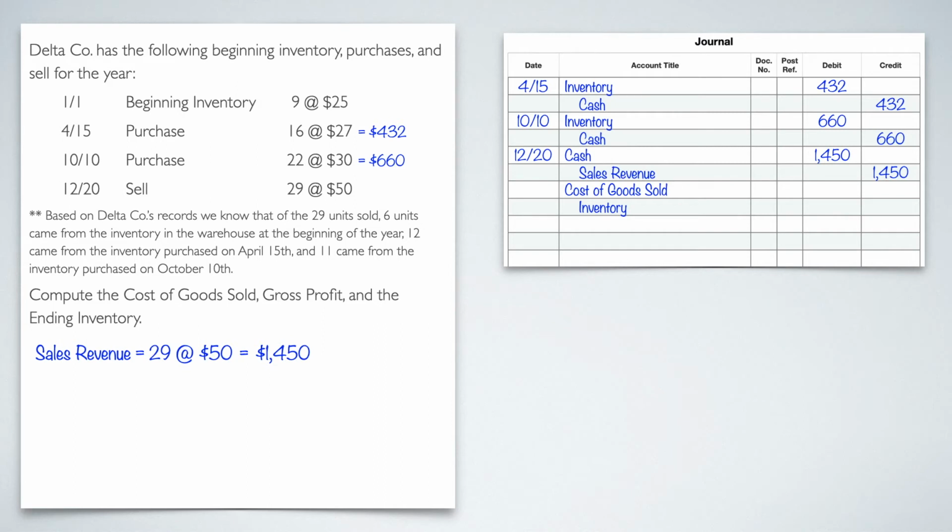Next, I have to calculate my cost of goods sold. In order to do that, I need to know how much each of the units that I sold cost me. Not what I sold them at, but what they cost me. So I need to know how many I actually have to expense. I used 29, so I have to expense 29. Now again, we're doing specific identification, so we know exactly where those 29 units came from.